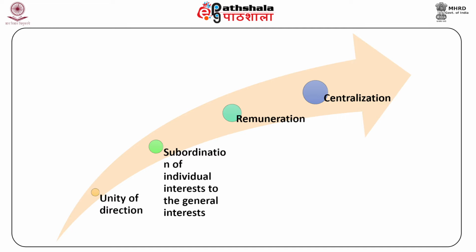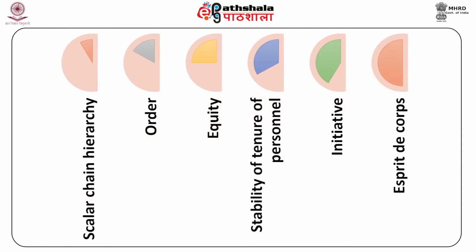Next, centralization. Centralization decreases the subordinate's role in decision-making process as most of the decisions are taken by the manager or the top management. Next, scalar chain hierarchy. The line of authority flows from top to bottom through which all communication flows. Next, order. People placed in organizations should be put in the right place at the right time. Next, equity. Managers should be unbiased and therefore should treat their subordinates fairly.